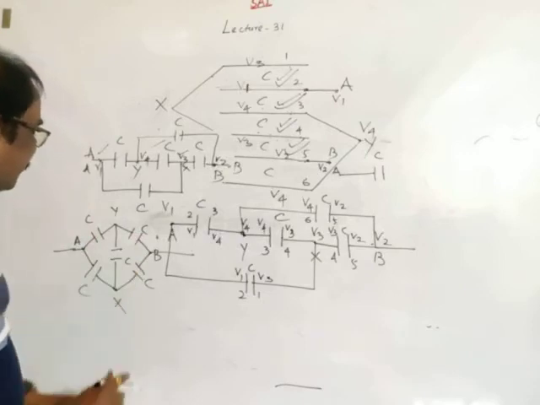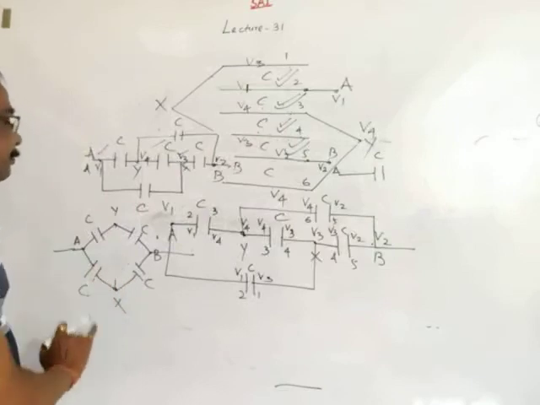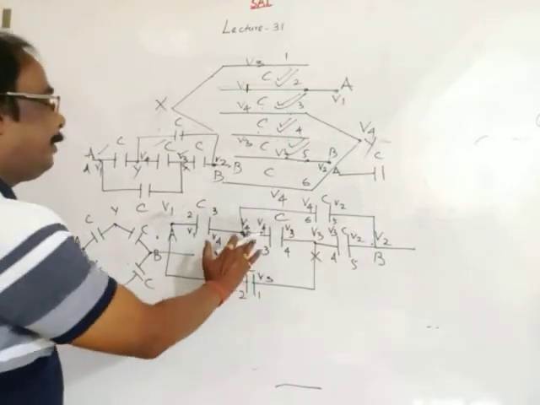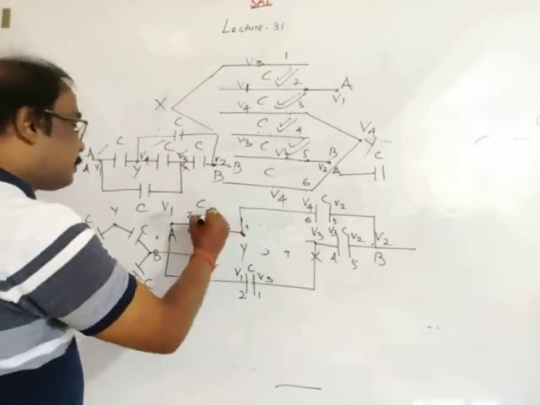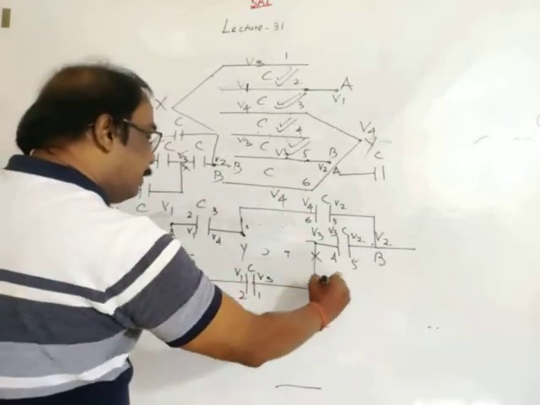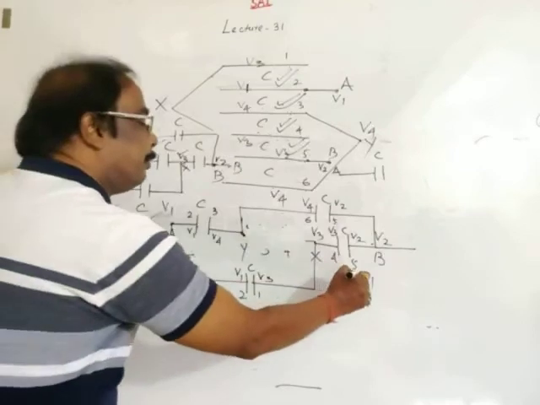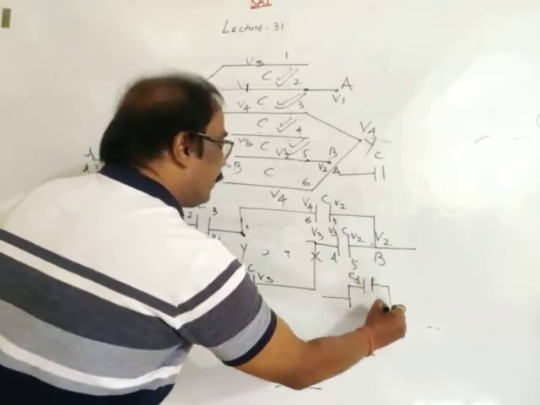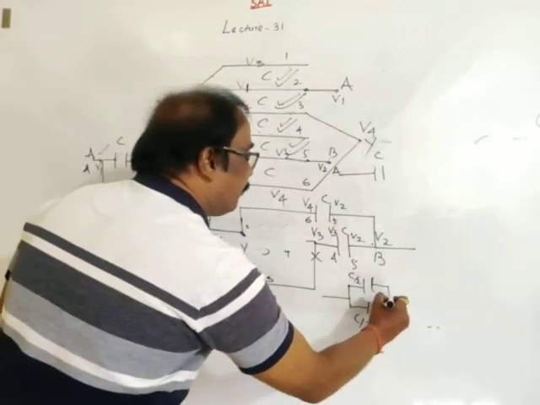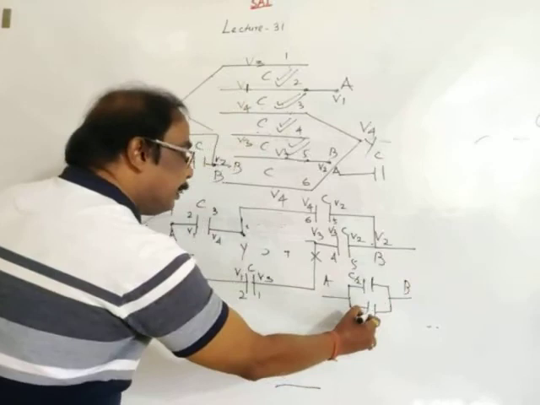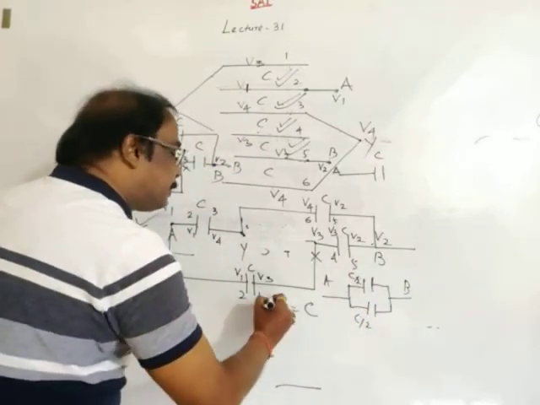C by C is equal to C by C, so these two will have the same potential. So this may be removed, and here this may be removed. Then C and C are in series, equivalent capacitance C by 2. This is A, this is B. These are in parallel, so equivalent capacitance is C by 2 plus C by 2, which means C.